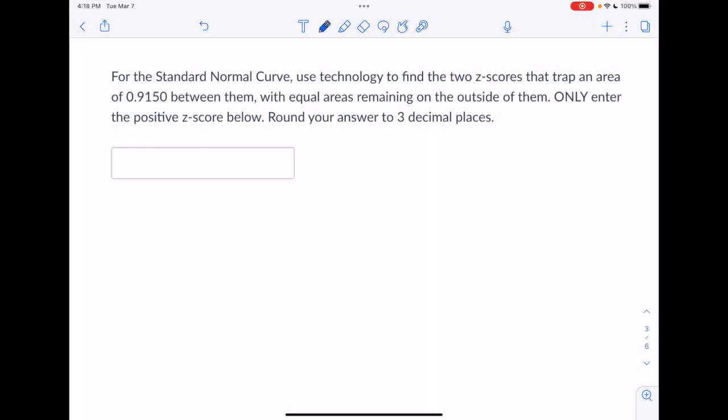This one is for section 6.2. For the standard normal curve, use technology to find the two z-scores that trap an area of 0.9150 between them, with equal areas remaining on the outside of them. Only enter the positive z-score below and round your answer to 3 decimal places.